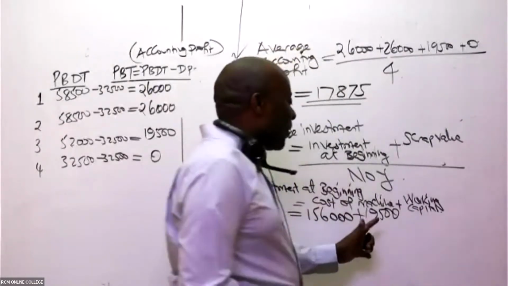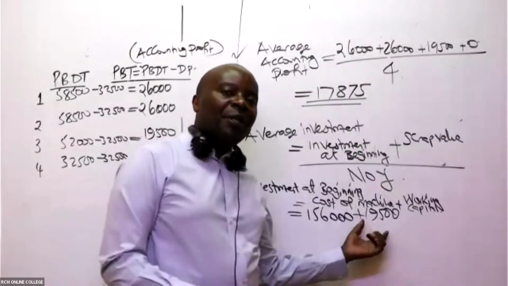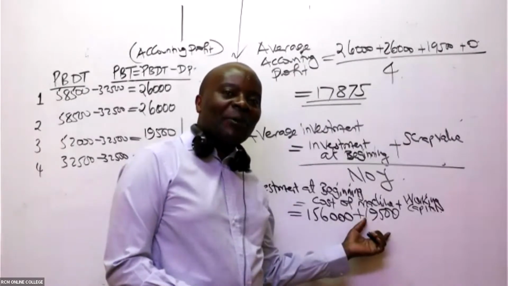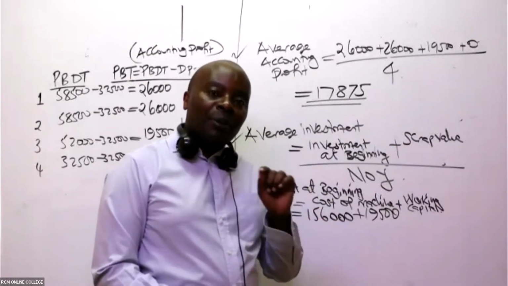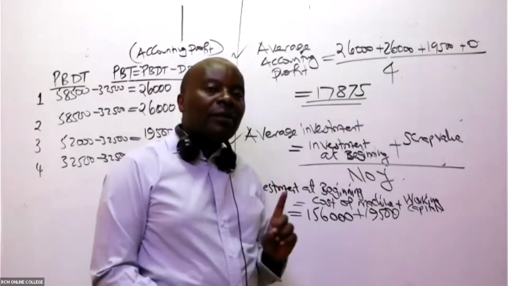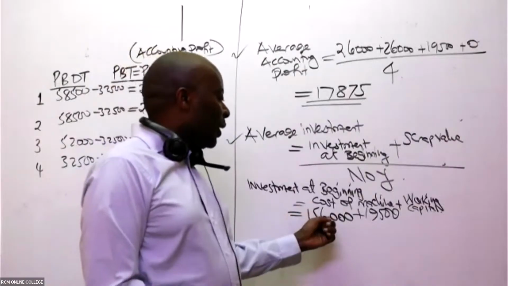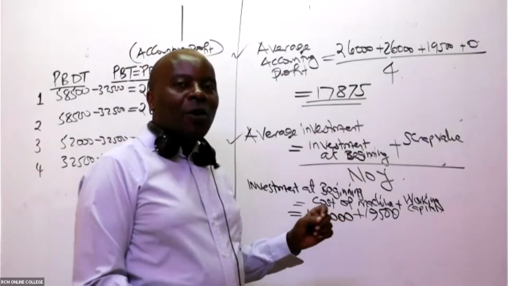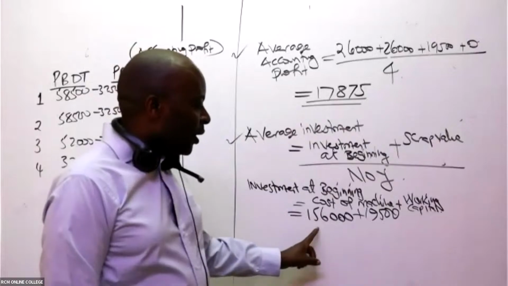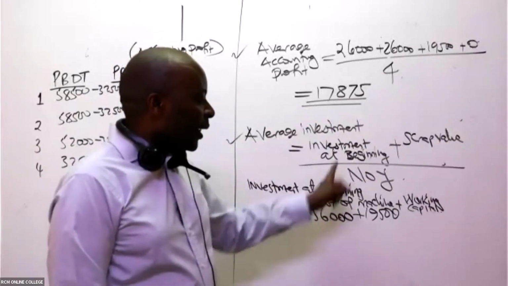And ladies and gentlemen, so many of you were depreciating this working capital. Working capital can never be part of our depreciation equation. Nowhere. When we were getting that depreciation, most of you were taking this plus this. No. It's only this minus the scrap value.